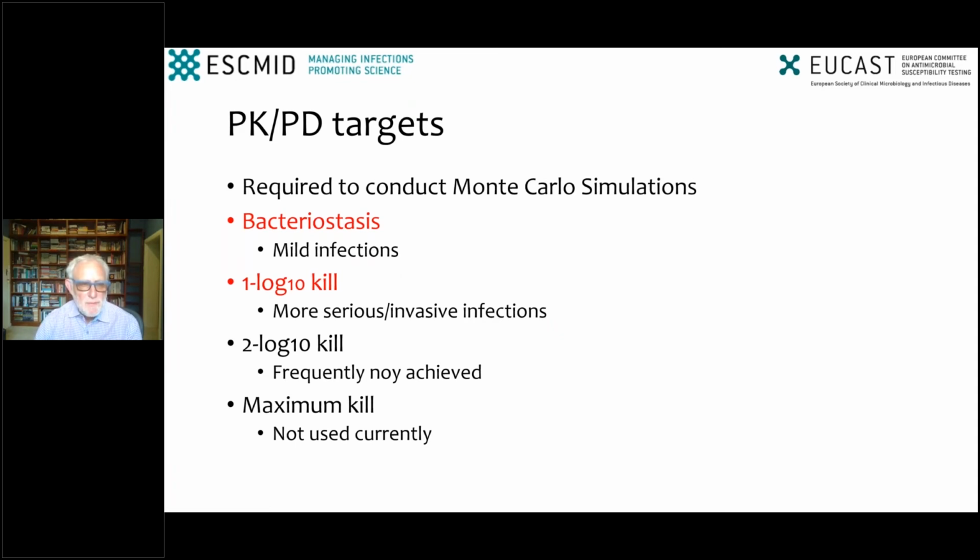Finally, the PK/PD targets, and these are those values I've just shown you on the previous 2 slides, the bacteriostasis and the 1 log kill targets. Those numbers are used to assist with Monte Carlo simulations. In general, bacteriostasis targets are applied to setting breakpoints for mild infections, and 1 log kill used for more serious infections, but again, Anouk will talk more about that.